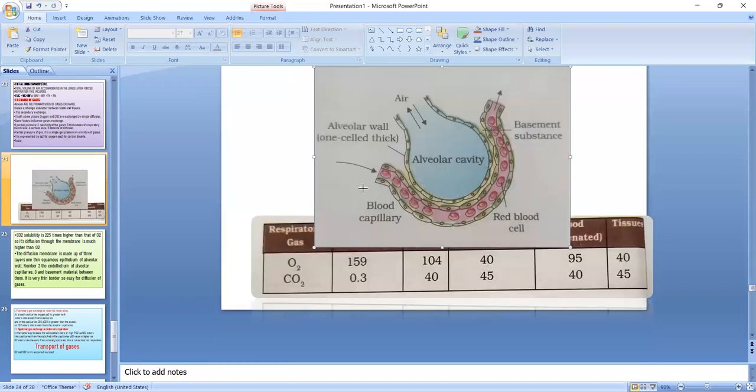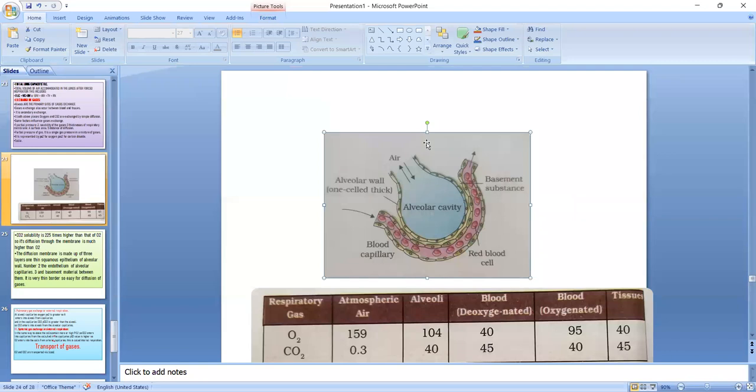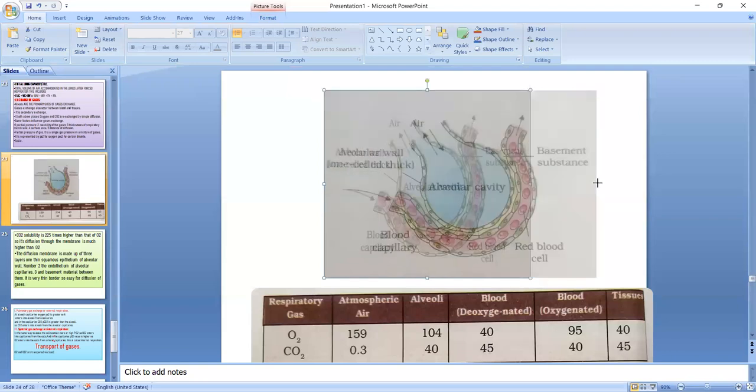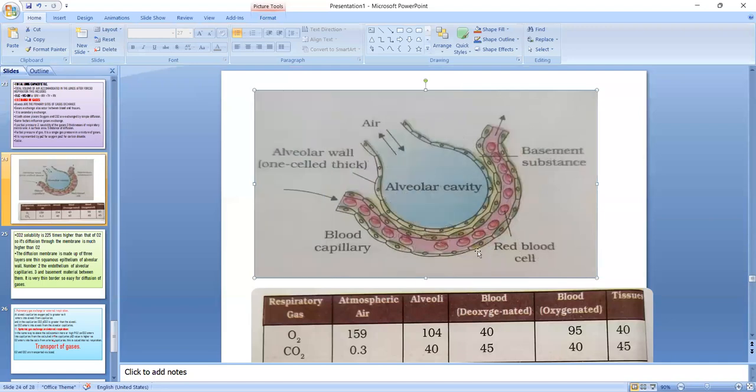Okay, what you are seeing is an alveoli. This is an alveoli and this is the capillary surrounding an alveoli. And this place is the first site of gases exchange after inspiration. We take the air from here through the respiratory passage, and here this is the blood capillary.